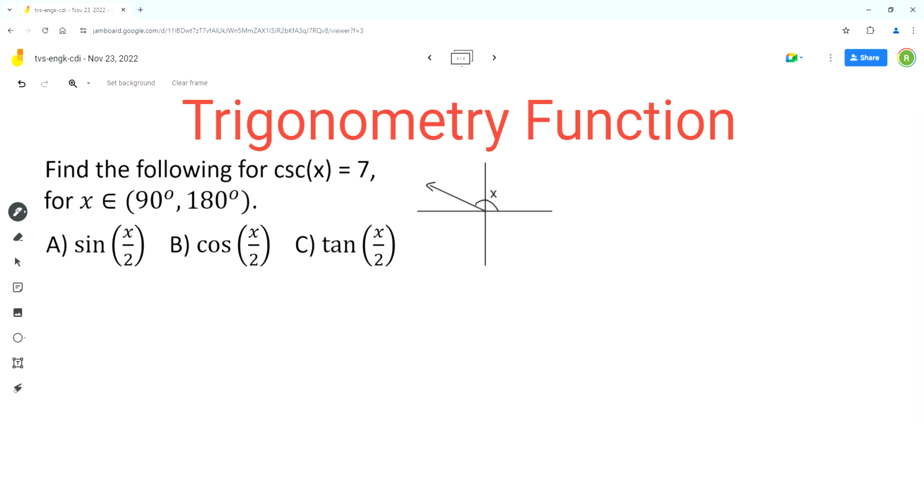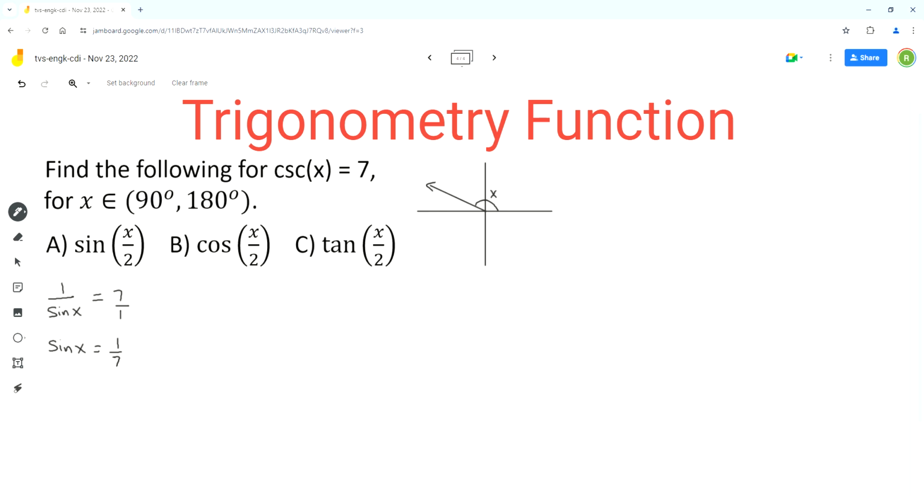The first step is to change the cosecant x ratio into its corresponding primary ratio, which is sine. So we can rewrite the given equation cosecant x equals 7 as 1 over sine x equals 7. We can isolate sine x in this equation by flipping the fractions on both sides of the equation. The denominator of 7 is 1. So if we flip the fractions on both sides, we get sine x equals 1 over 7.